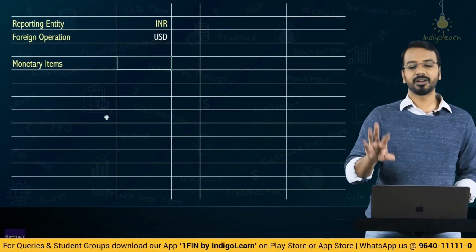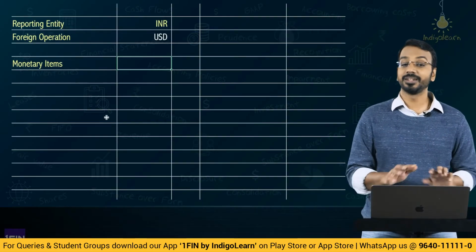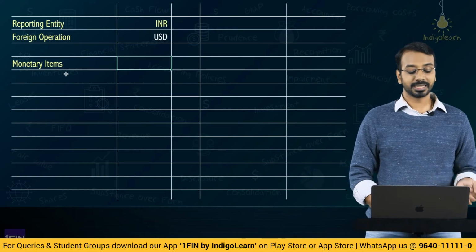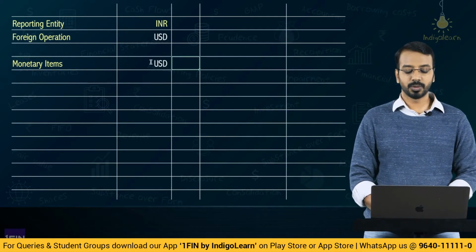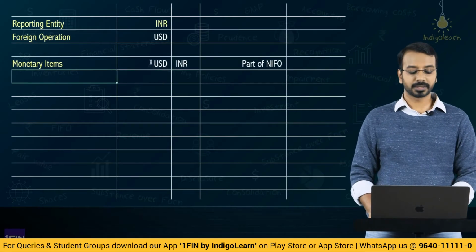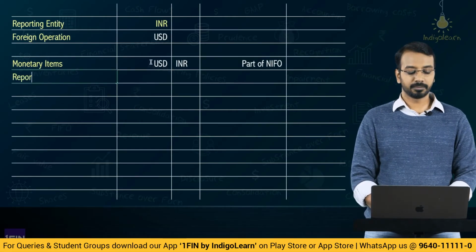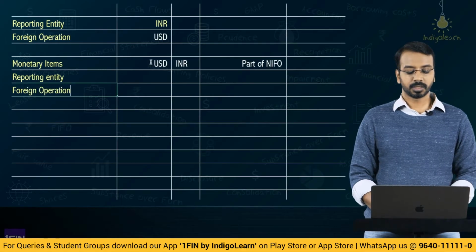Whatever is the gain or loss, you will calculate it, take it to the independent P&L, and after that there is no further treatment. But let us say there are monetary items, denominated in either USD or INR, and they are part of NIFO. Now, when they are a part of NIFO, what happens is, in the reporting entity there will be a gain or loss. In the foreign operation, there can be a gain or loss.